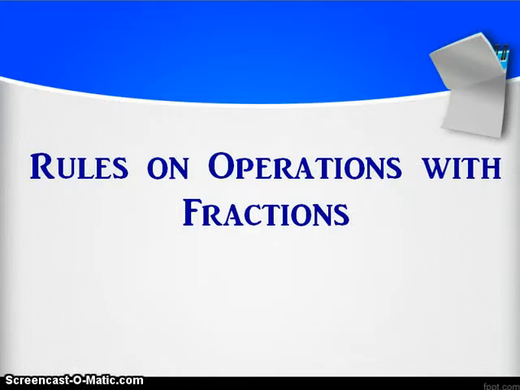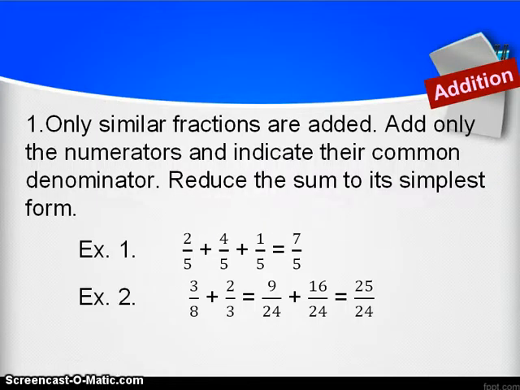Rules on operations with fractions. Only similar fractions can be added. Add only the numerators and indicate their common denominator. And you can reduce the sum to its simplest form. So if you have similar fractions, then you can simply add the numerators. But if you have dissimilar fractions, you should get the LCD to make your fractions similar and get your new numerator, then add.